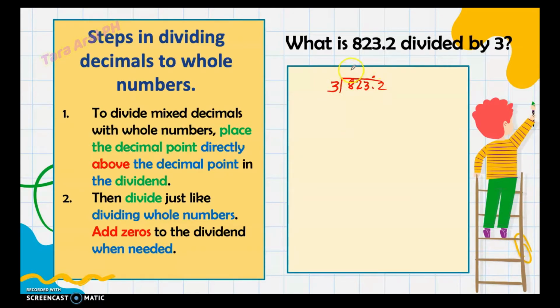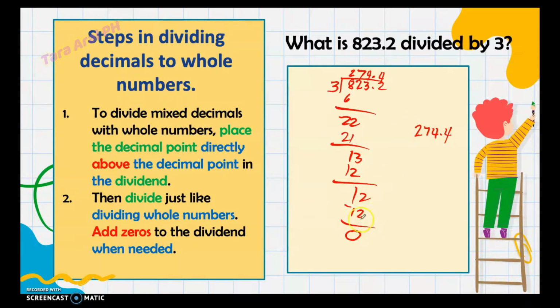So let's divide now. So we have 2, 6, this is 2, that is 8, 7, this is 21, 13, this is 4, we have 12, 1, and then we have 2, that is 4. Then multiply, no more remainder. Therefore, our answer is 274.4. Now, if there is still a digit and there's a remainder, then you need to add more zeros here. And then you go back to dividing again, multiplying again, until there is no remainder.